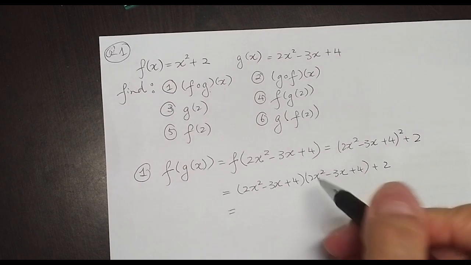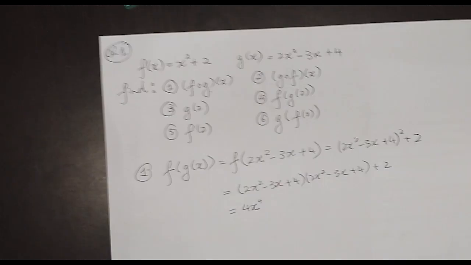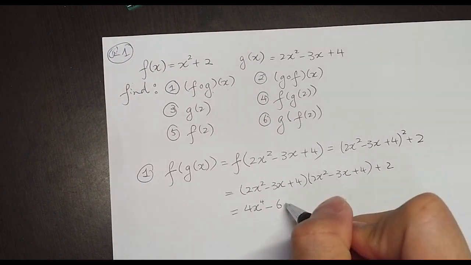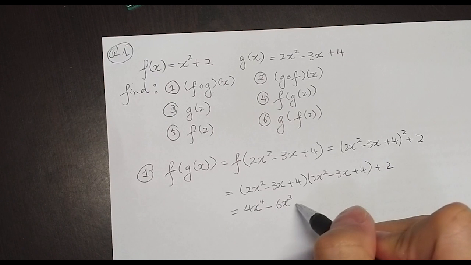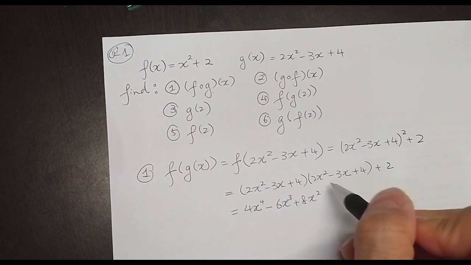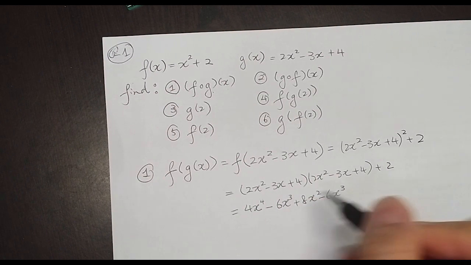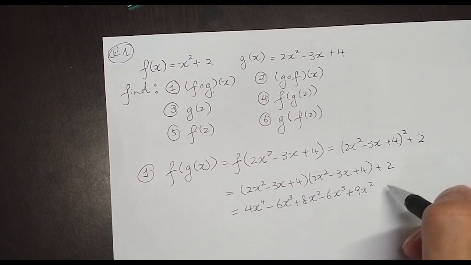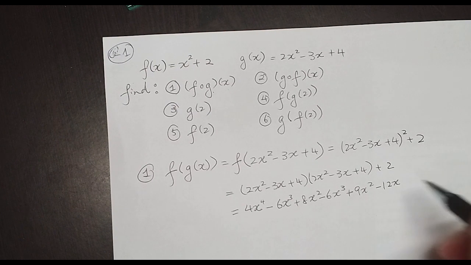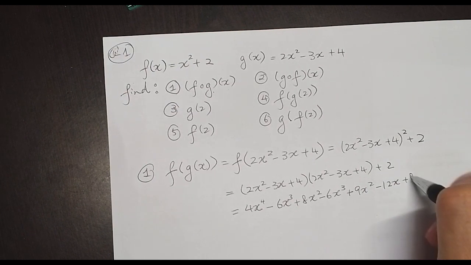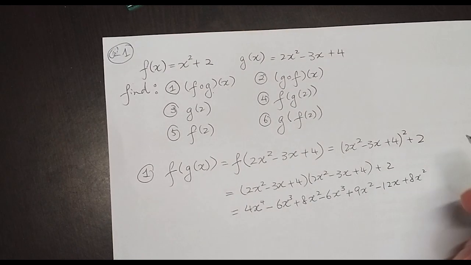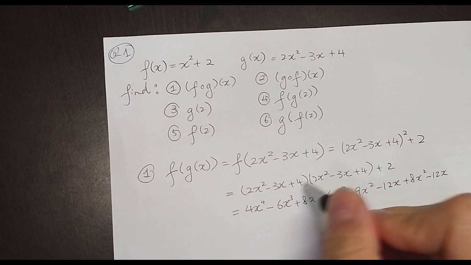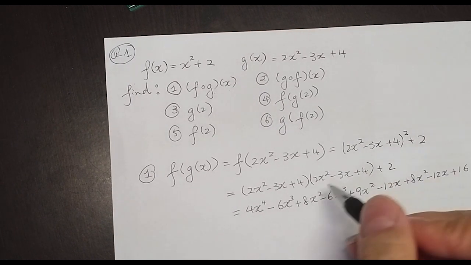2x squared multiplied by 2x squared, we get 4x to the power 4. 2x squared multiplied by minus 3x, we get minus 6x cubed. And then 2x squared times 4 gives 8x squared. Then minus 3x times 2x squared is minus 6x cubed, minus 3x times minus 3x is plus 9x squared, minus 3x times 4 is minus 12x. Then 4 times 2x squared is plus 8x squared, 4 times minus 3x is minus 12x, 4 times 4 is plus 16. Plus 2.